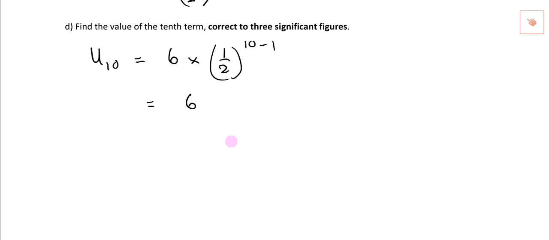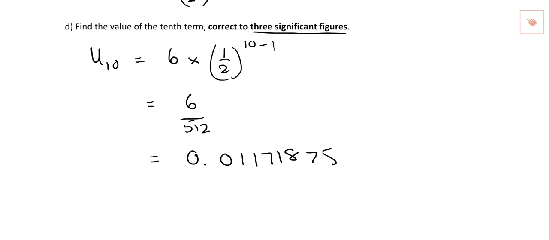Find the value of the 10th term, correct to 3 significant figures. So u10 is equal to 6 lots of a half to the power of 10 minus 1, and we end up with, well, I ended up with 6 over 512, which then is 0.01171875. Correct to 3. So my tip, I keep telling you, is always write the unrounded answer first so I can compare.